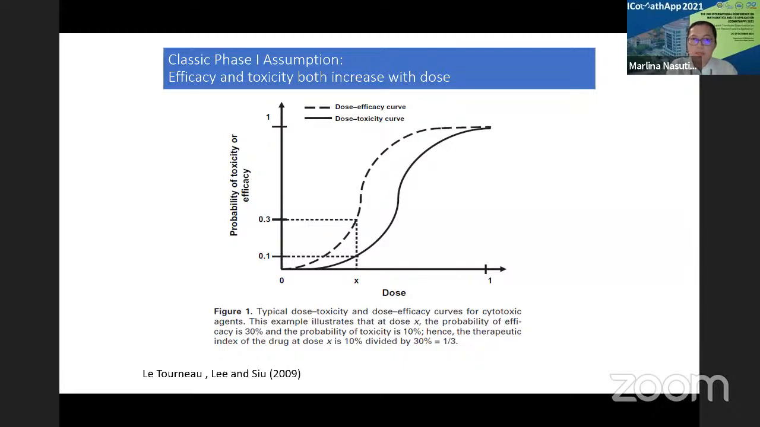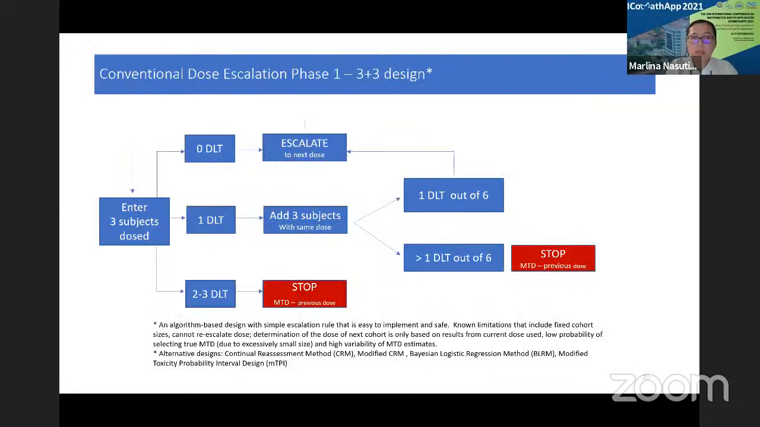And this is just an illustration. I'm going to skip this. This is a conventional dose escalation phase 1 design, which is called the 3+3 design. So basically, based on this design, there is a pre-specified cohort size, either 3 or 6. And there is a decision here. You can see, for example, the first time there are always 3 subjects being dosed at the same dose level. And if there are 0 DLT among those 3, then the dose will be escalated to the next dose level. And if there is 1 DLT, then there will be additional 3 subjects.